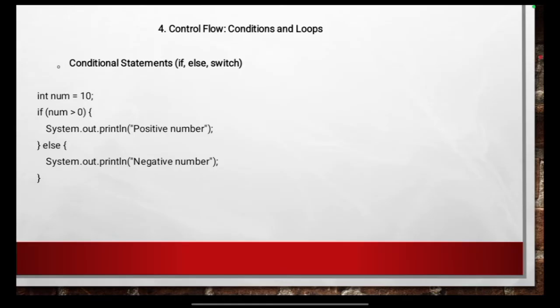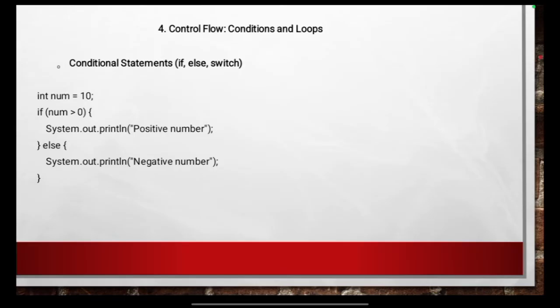System.out.println("Positive number"). This is the block of code that executes if the if condition is true. It prints positive number to the console because the number 10 is indeed positive. Else: the else block will run only if the if condition is false. Since num is greater than 0 is true here, this block is skipped. System.out.println("Negative number"). If the if condition were false, for example if num was -5, this statement would execute and print negative number. So this demonstrates that conditional statements in Java are essential for controlling program flow based on specific conditions.